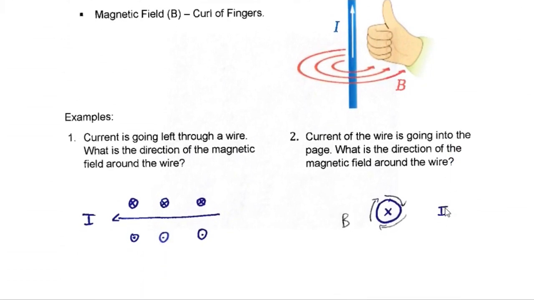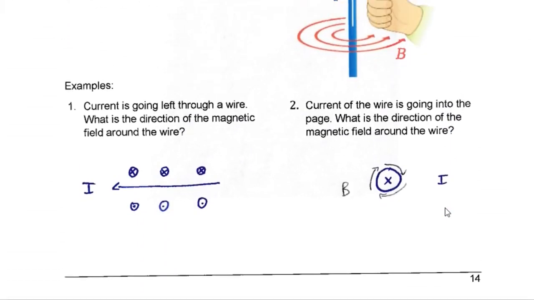So let's get started then. Let's take a look at a couple of examples of what that would actually practically look like. Current is going left through a wire. What is the direction of the magnetic field around the wire?